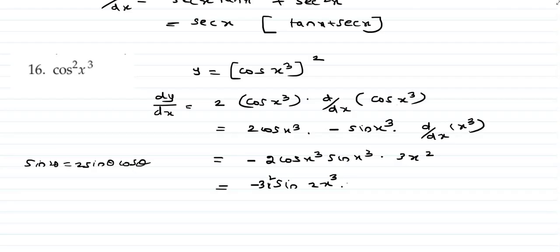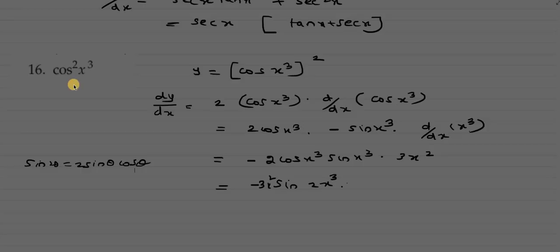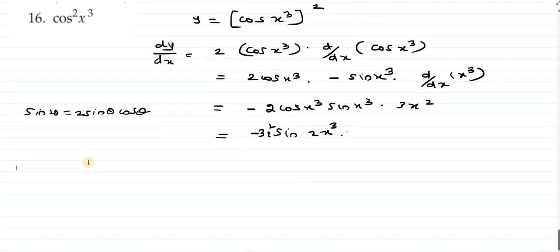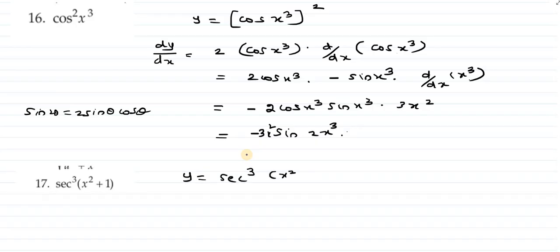Next is, if I am going fast, stop me, okay? And do it by yourself. Don't copy. So y is secant cube. So again power is there. So first I will differentiate the power, which is 3 secant square, right? Cube means square for the power. So x square plus 1, whatever comes here, the function as it is I have to write.